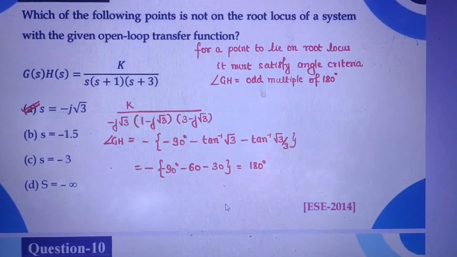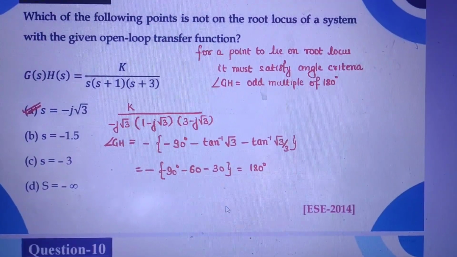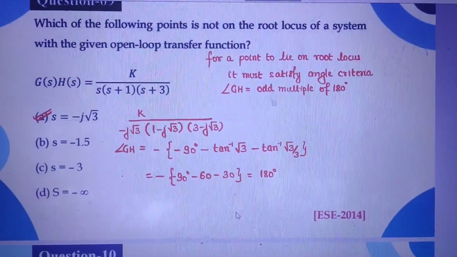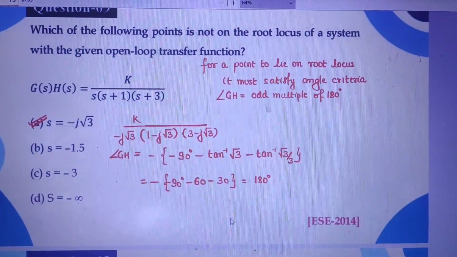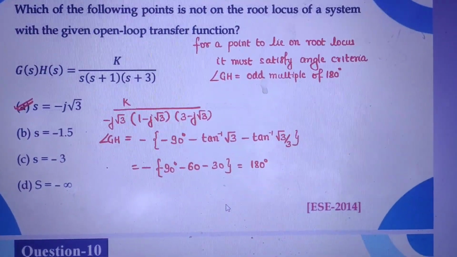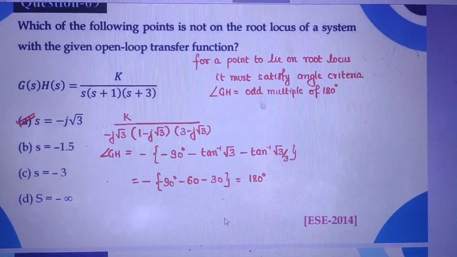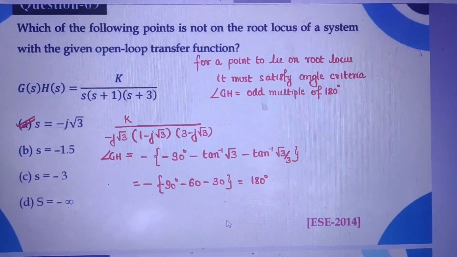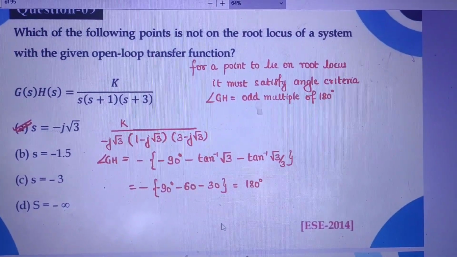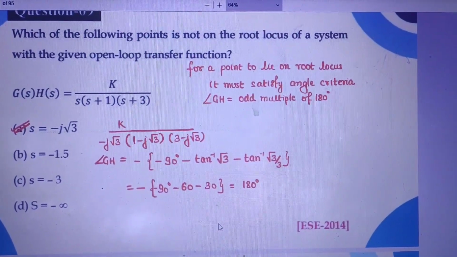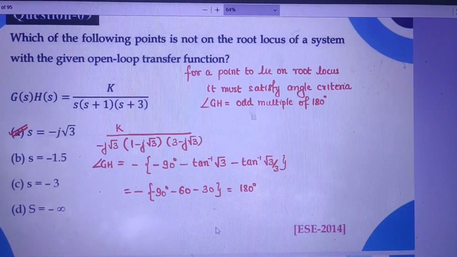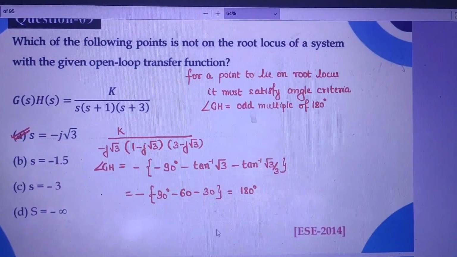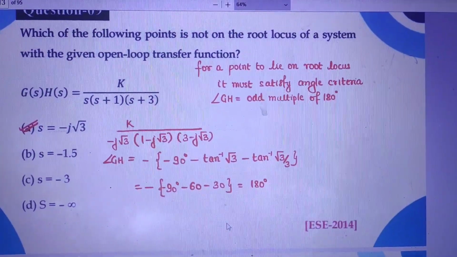Which of the following points is not on the root locus of a system with the given open loop transfer function? Here the open loop transfer function is given as K by s into (s plus 1)(s plus 3), and 4 options are given. So this problem can be solved by the option elimination method. Now keep s equals minus j root 3. By keeping s equals minus j root 3, you will get the angle as minus 90 degrees minus tan inverse root 3 and minus tan inverse root 3 by 3. So you will get the total overall angle as 180 degrees.